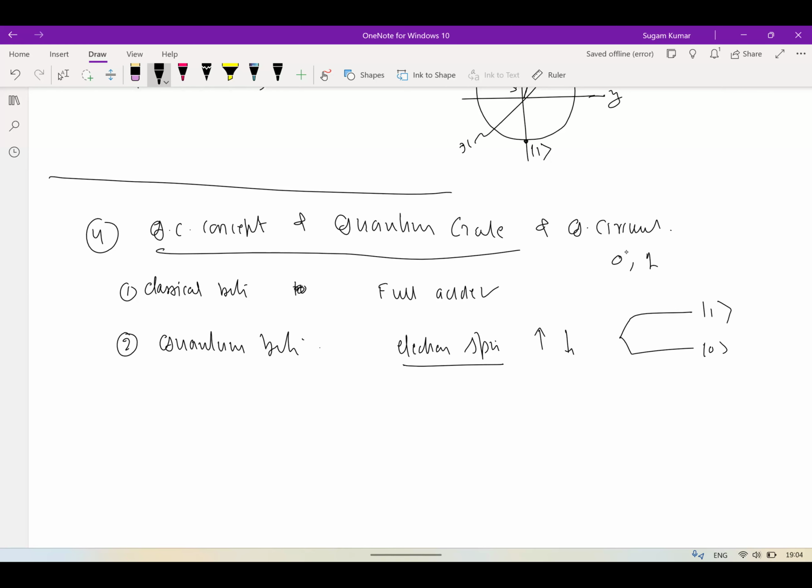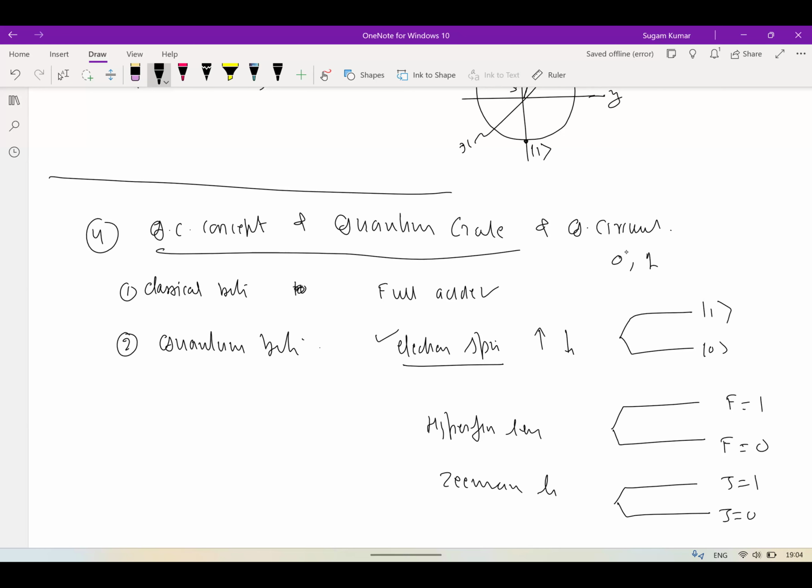It can be, for example, when we talk about hyperfine levels, F0 or F1. It can be Zeeman levels, two Zeeman levels, maybe J equal to 0 or J equal to 1. Okay, so any two levels, it doesn't matter whether it is electron spin, hyperfine splitting or Zeeman splitting. Any two levels can be used as analogous to the 0 and 1.